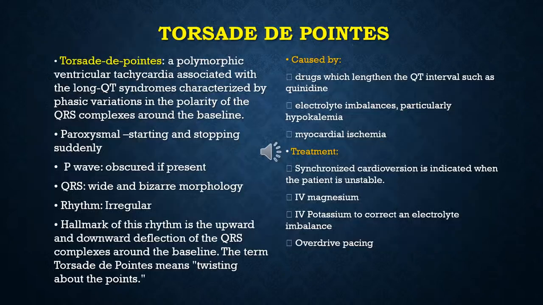In this slide, I will discuss with you a specific type of VTAC, which is torsades de pointes. Torsades de pointes is a polymorphic ventricular tachycardia associated with long QT syndrome, characterized by phasic variation in the polarity of the QRS complexes around the baseline. It's usually paroxysmal, starting and stopping suddenly, like any VTAC. As it's a special type of VTAC, but it's polymorphic.